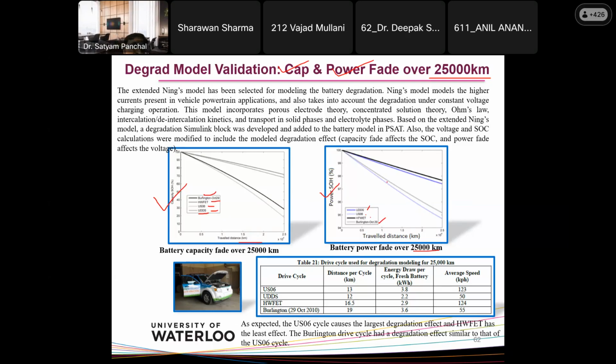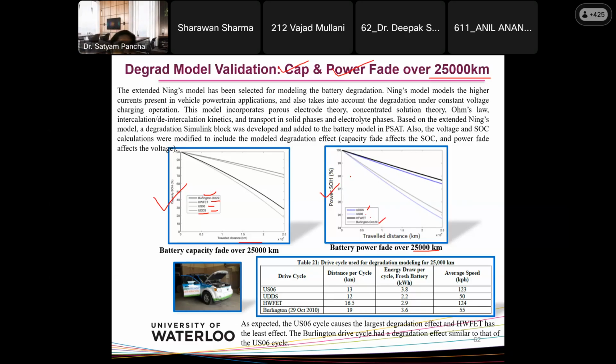As I said, the extended Nernst model was selected for the vehicle powertrain application, and it takes into account the degradation under constant voltage charging operation. This model typically incorporates porous electrode theory, concentrated solution theory, Ohm's law, and intercalation and de-intercalation kinetics. So basically it is a physics-based electrochemical model with transport phenomena in the solid phase and electrolyte phase. It's typically the electrochemical part.